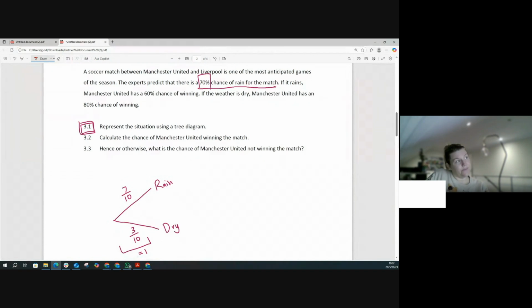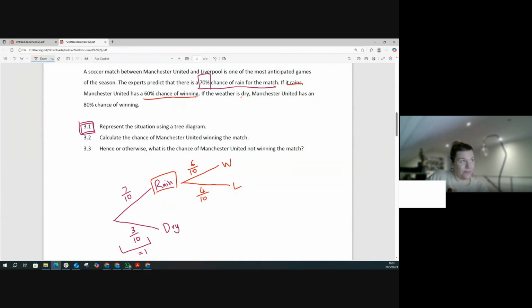Then it says that Man U has a 60% chance of winning if it rains. So if it rains, now I'm following here because that's where it's rained. If it rains, then Man U has a 60% chance of winning. So 6 out of 10 chance of winning, which means they have a 4 out of 10 chance of losing. Are we happy so far?